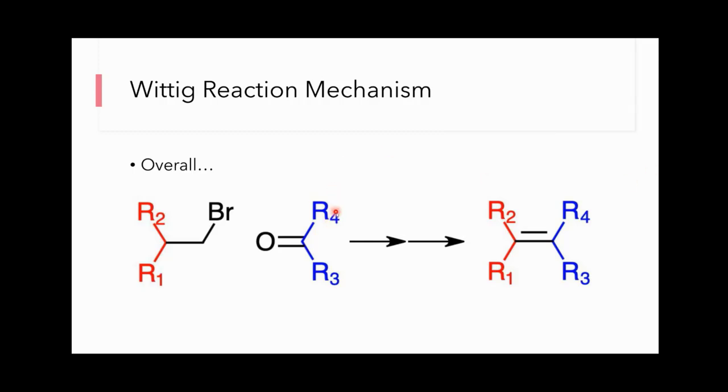So overall, if we're starting not with the ylide but with the actual R group that we want to attach, it's R group and the Br, which forming the ylide will turn into PPh3, and it will just replace this oxygen with this R group while maintaining that double bond.